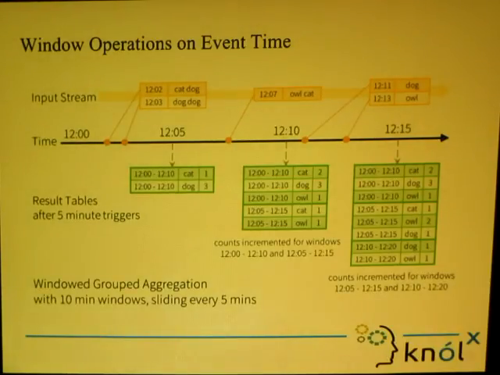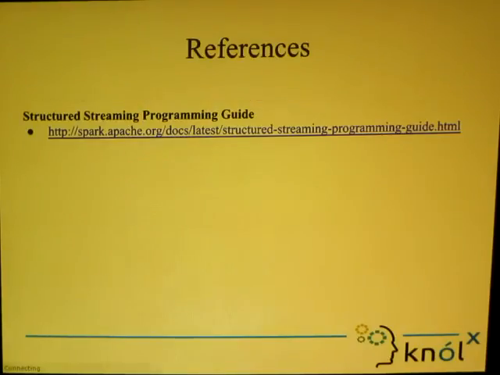The window is 10 minutes, but it is sliding after every 5 minutes. So the last 5 minute reports are available in both. Yes. Okay, so this was the basic window operation we have in the structured streaming API, and these are the references. All the pictures and the examples are from the Spark documentation, structured streaming 2.0.